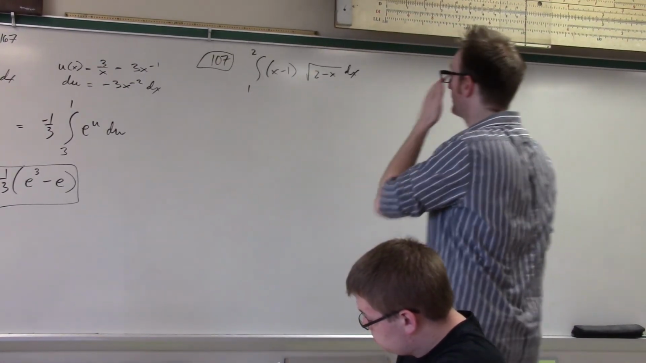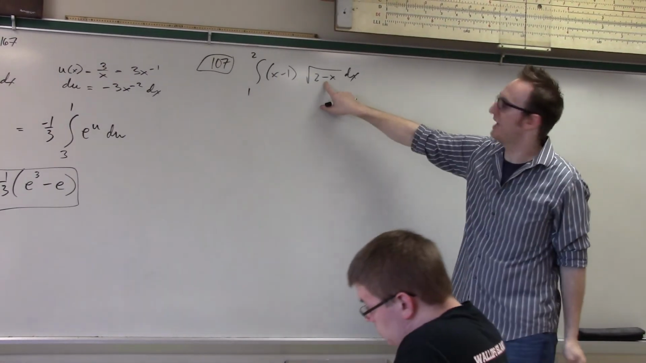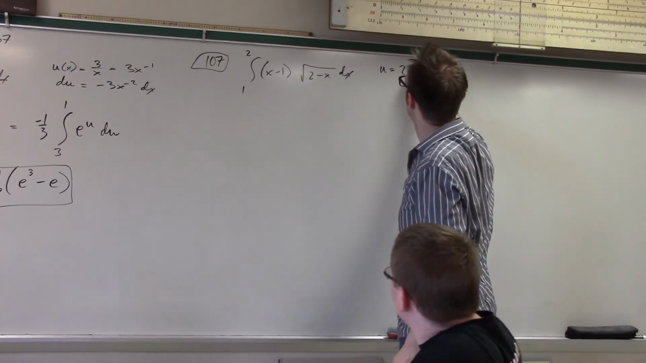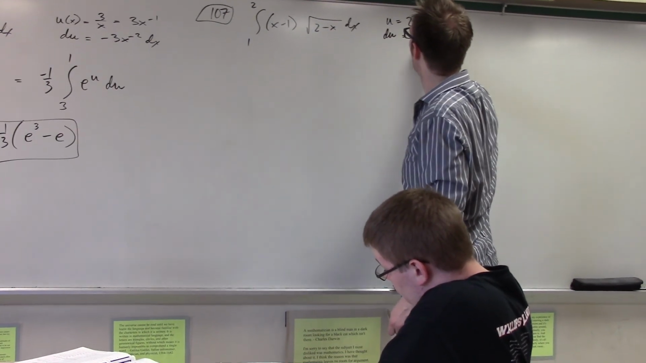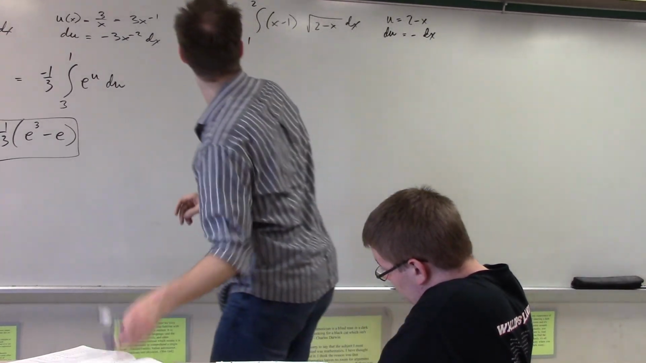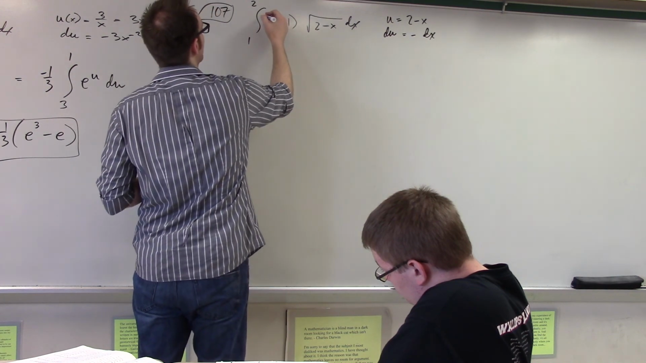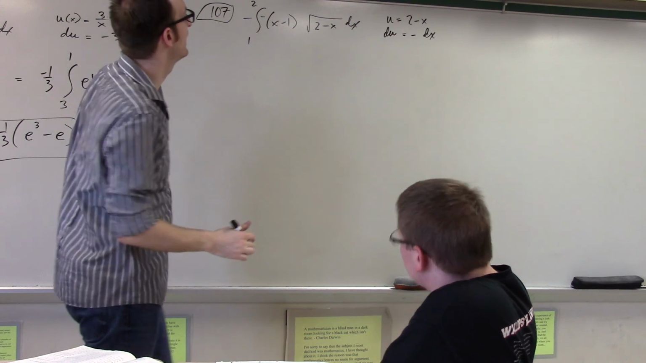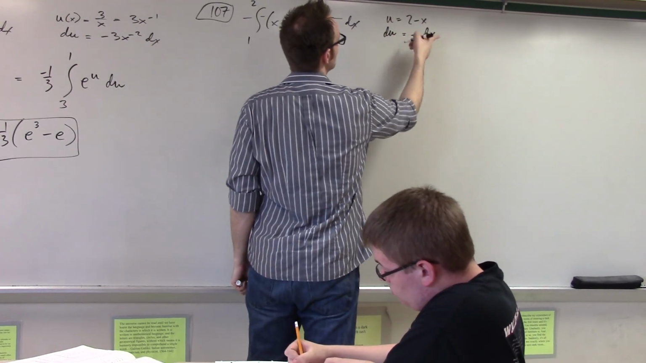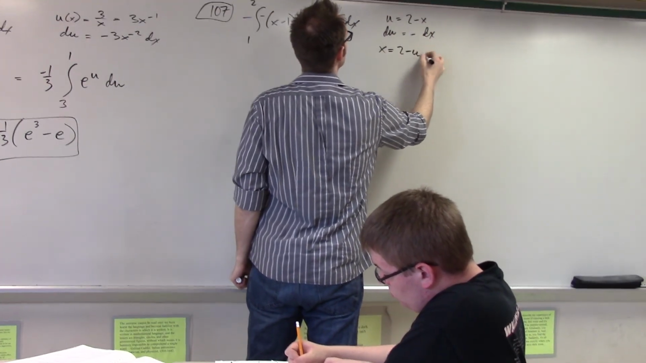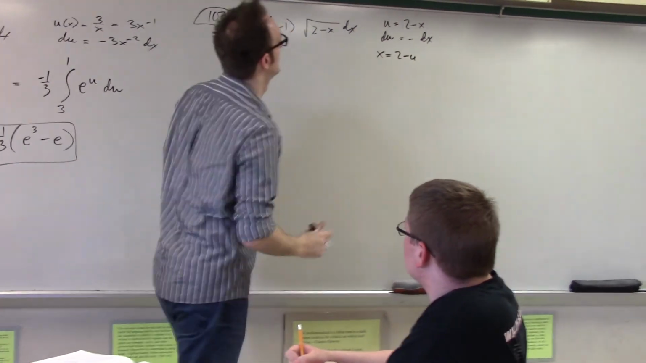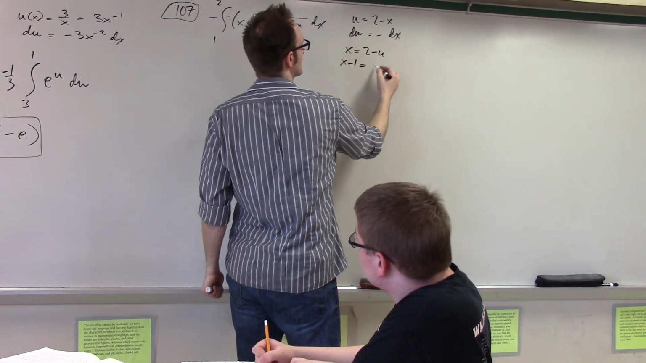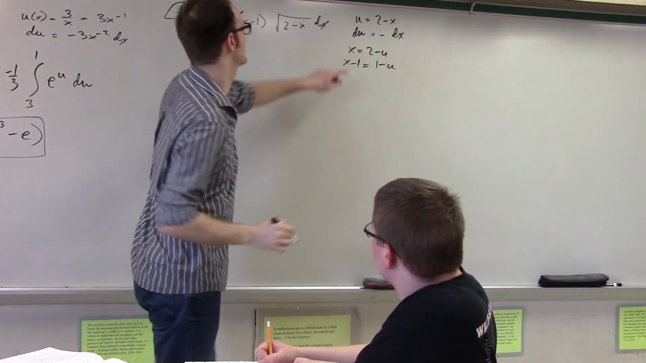Okay, so by now maybe you're experienced enough that it makes a lot of sense to let the inside be u, right? So if I let u be 2 minus x, du is negative dx, and so I put in a negative and I undo the damage with another negative. And if u is 2 minus x, then x is 2 minus u. Right? Yes. Which means that x minus 1 is 1 minus u, by just subtracting that from both sides.